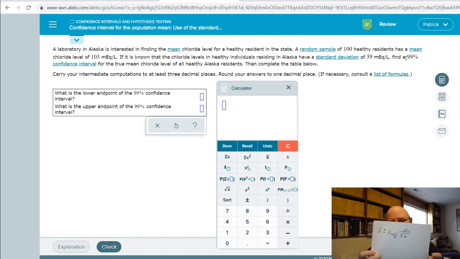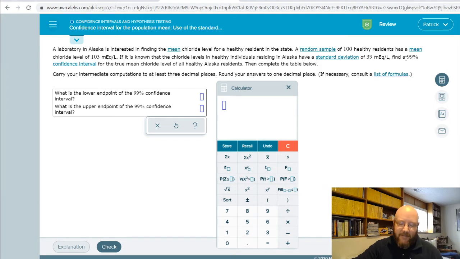You're going to use this formula, which is pretty straightforward. This is your mean plus or minus your z-score lookup, multiplied by your standard deviation over the square root of your sample size. It looks a little janky, but it's pretty easy to do in the calculator. Let me show you. You start with your mean, which in this case is 103, then hit the plus minus button, and then we do a Z table lookup using the 99% confidence level.